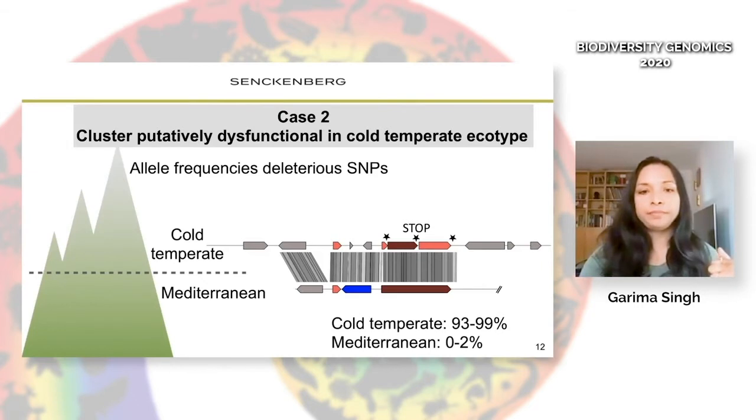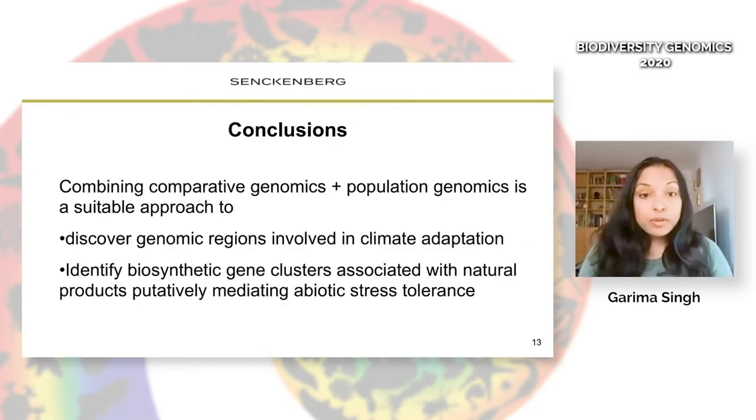of the gene. To conclude, we can say that combining comparative genomics and population genomics is a suitable approach for us to discover genomic regions which might be involved in climate adaptation, and to identify biosynthetic gene clusters which might be associated with the natural products putatively mediating abiotic stress tolerance.